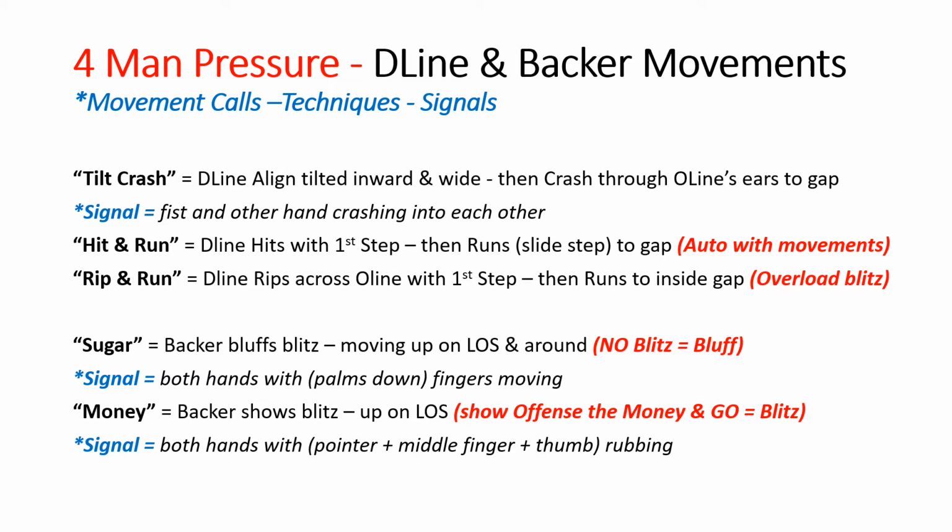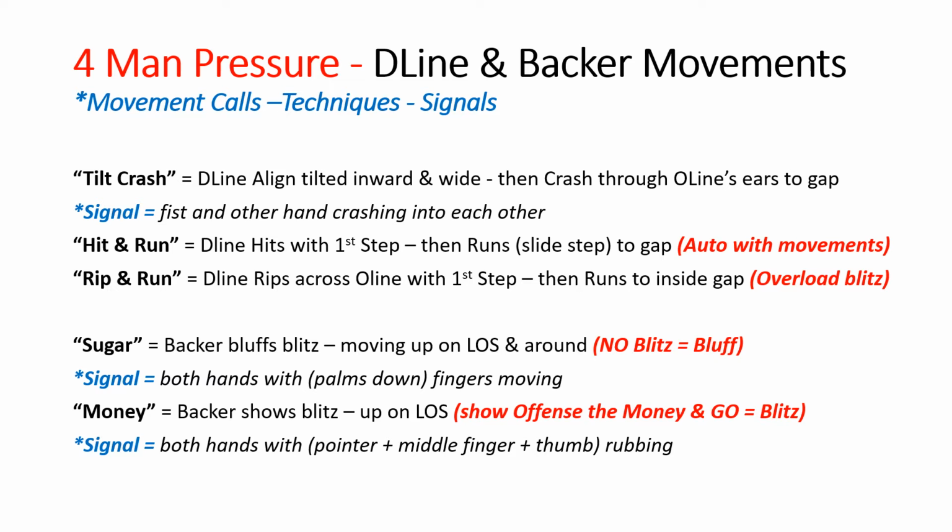4-man pressure. Real simple movement calls, techniques, and signals here. We do a tilt crash where the D-line is going to line up tilted inward and wide, and then you crash through the outside ear to the inside ear of that offensive lineman. We'll use a hit and run. This is where our D-line hits with that first step in the midline, but then runs by slide stepping to the gap. This is automatic when we use stunts up front, and it's the second man going on the stunt.